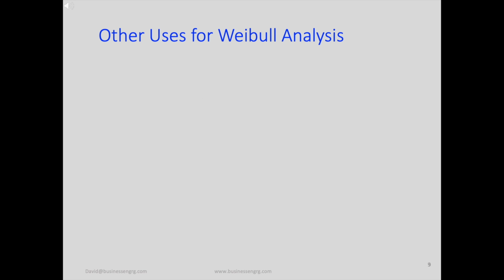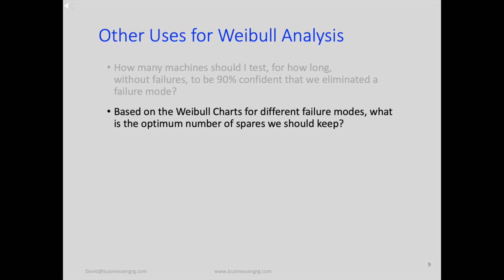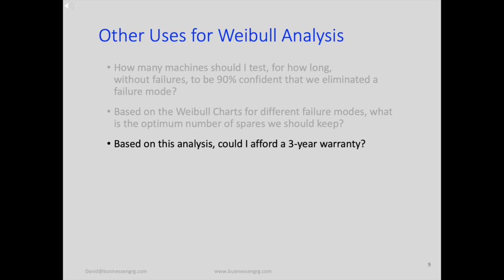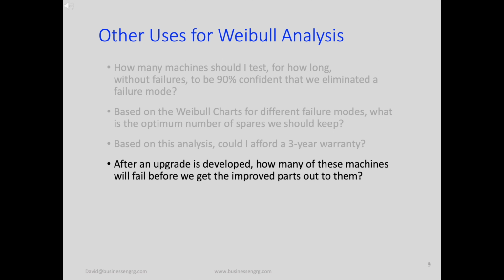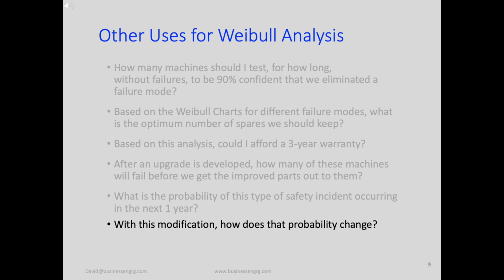Here are a few of the other valuable things that Weibull can do for you. How many machines should I test, for how long, without failures, to be 90% confident that we eliminated a failure mode? Based on the Weibull charts for different failure modes, what is the optimum number of spares we should keep? Based on this analysis, could I afford a 3-year warranty? After an upgrade is developed, how many of these machines will fail before we get the improved parts out to them? What is the probability of this type of safety incident occurring in the next 1 year? With this modification, how does that probability change?